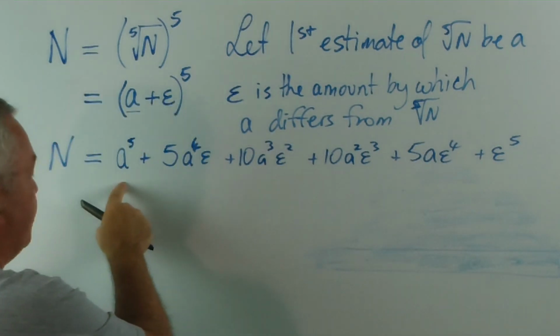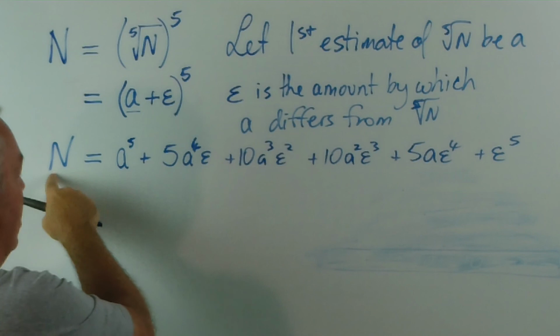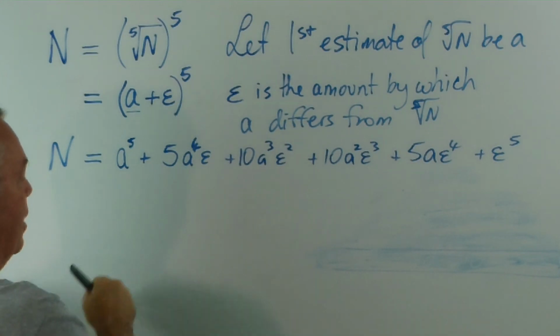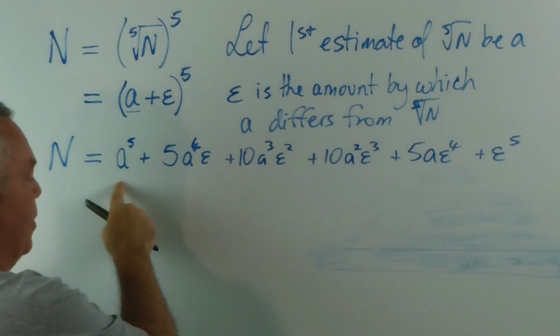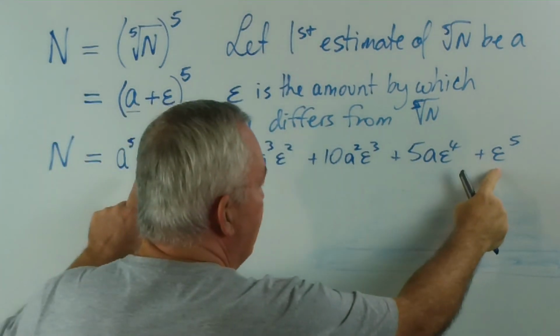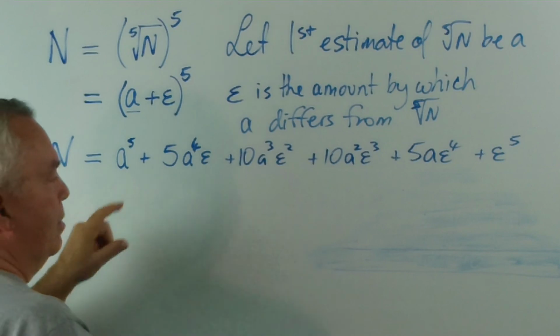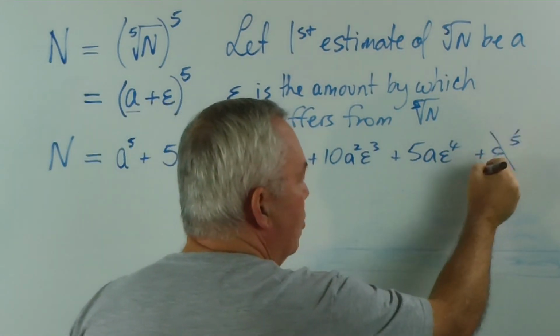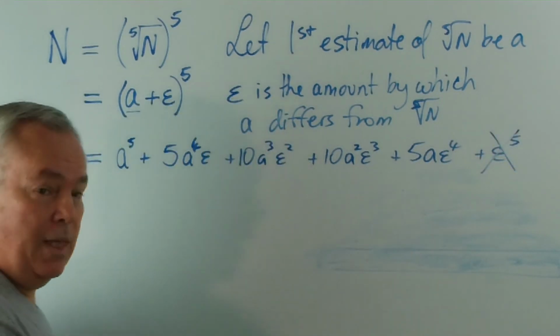Whereas this number will be very, very close to n. Consequently, if we're looking in terms of size, this compared to this is so small we can actually ignore it if we want an estimate.